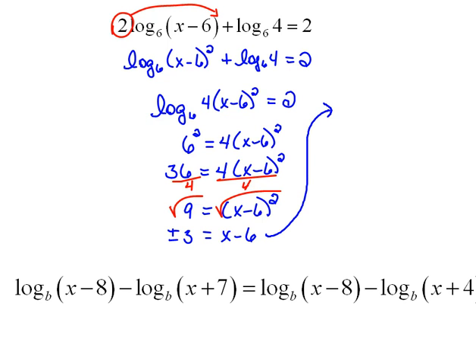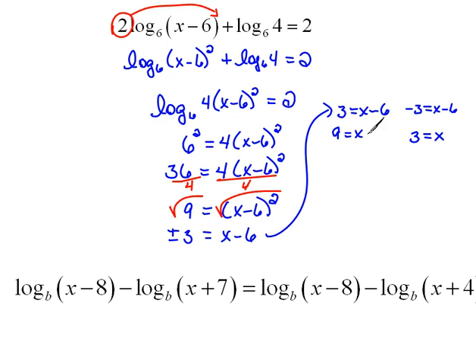I'm going to come up here so we can see a little better. We have now 3 equals x minus 6, or we also have negative 3 equals x minus 6. So solving this first equation, if I add 6 to both sides, that would be 9 equals x. Or over here, if I were to add 6 to both sides, then we would get 3 equals x.